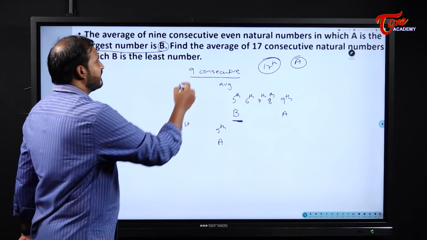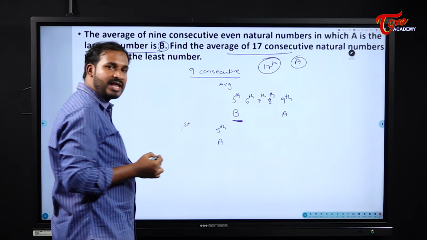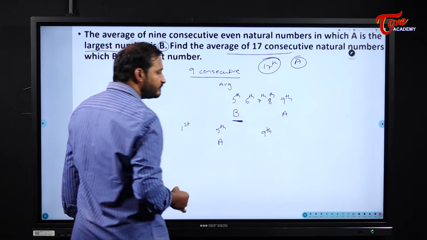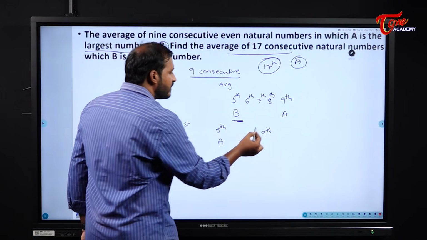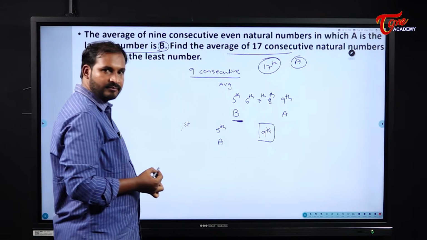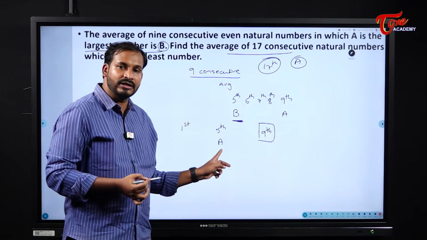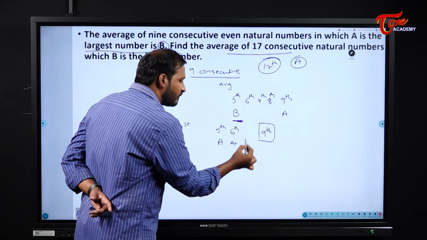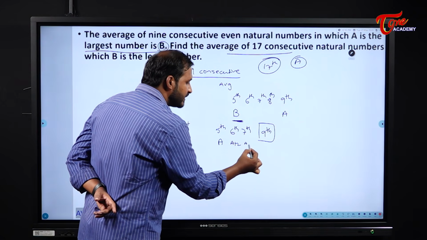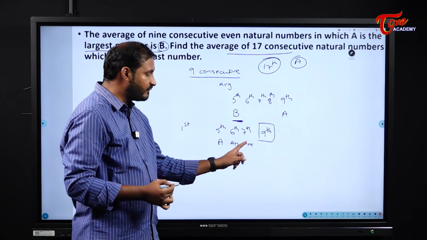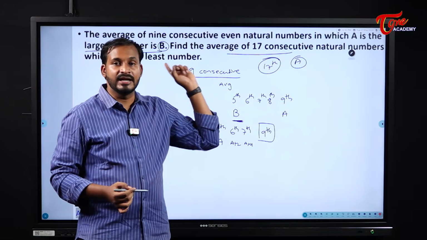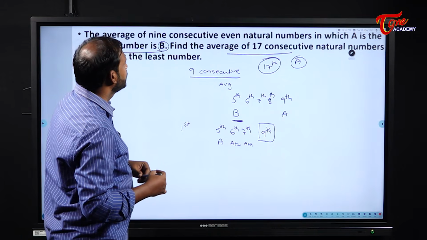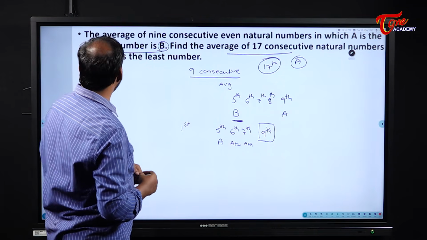Understood? And in 17 consecutive numbers, what will be the average? Ninth term will be the average, right? But we know that the fifth term is A. What about the sixth term? Sixth term becomes A plus 2. What about the seventh term? It becomes A plus 4. Why am I taking in terms of 2, 4? Because these are even numbers.